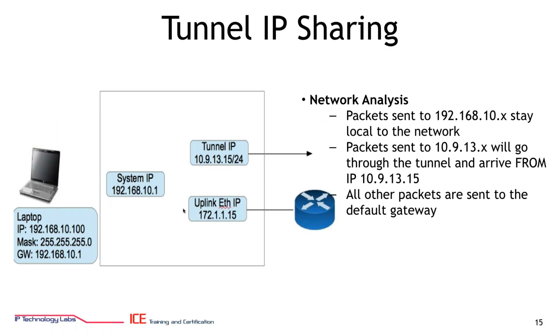This is just another view of IP sharing. You can look at it as a 3-port router. So I have an IP address on my uplink Ethernet interface that's connected to my local ISP. We have an IP address network on the local side, or on the system side, of the device. And then we have an IP interface on the tunnel interface. And any traffic that gets routed through the tunnel interface to a 10.9.13 network will get NATed, and the traffic at the remote end will look like it's coming from a 10.9.13 address.